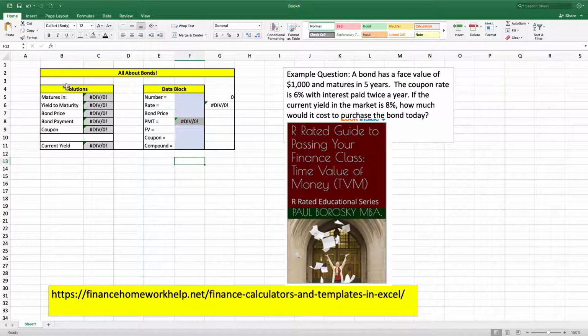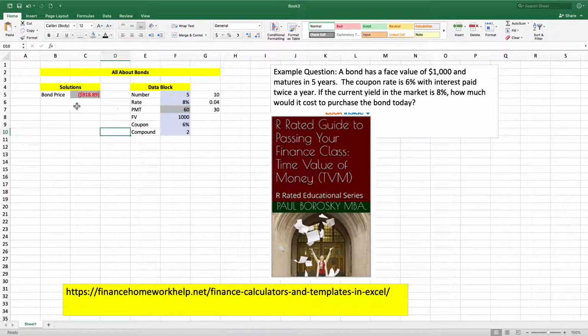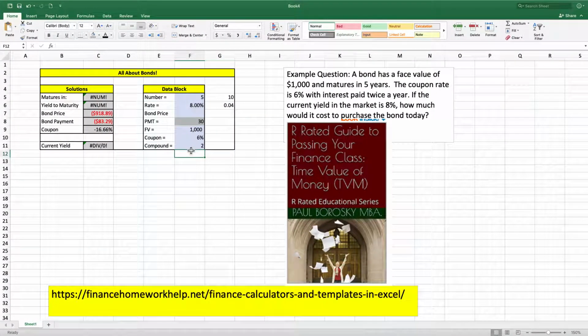And so let me show you how this template right here works. So the first thing we're going to do is go right back and do the numbers like it was saying right there. The number was 5, interest rate was 8%. And then we've got a bond price. We're going to come back to that. We've got future value of 1,000. We've got a coupon, which is 6%. And then we've got a compound of 2. Now, if you all remember, when we put all that information in here, it gave us a value of $918.89. When I put this information here, it gave me the same value.